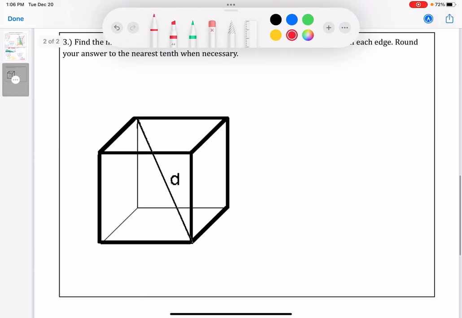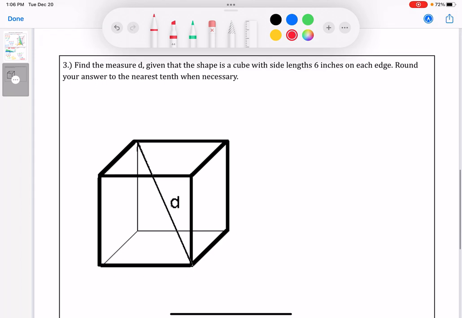All right, here's our last one we're going to do together. Hopefully you're feeling pretty confident. See what you can do here. So this one says find the measure of D. So this is our segment slicing through the middle here, right? This is the one we're trying to find. Given that the shape is a cube with side lengths of 6 inches on each edge. Round your answer to the nearest tenth when necessary.